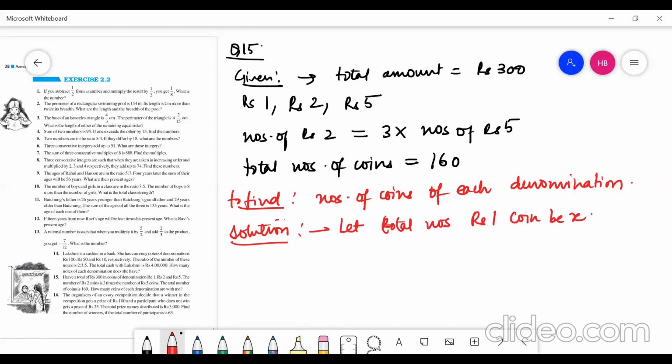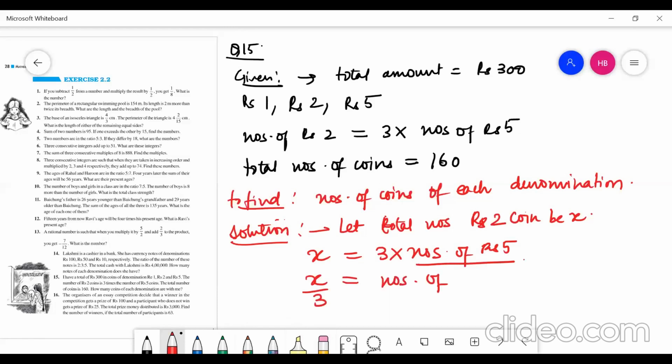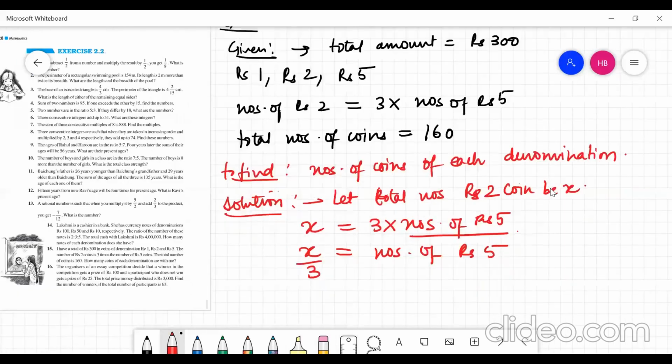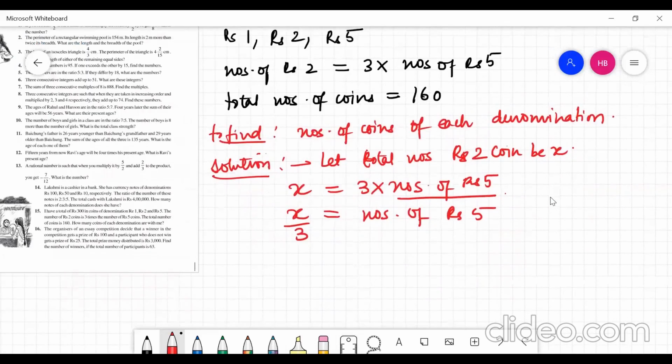Actually, because I have already one equation with rupees 2 and rupees 5, that's why I'm going to assume the 2 rupee coin be x. So if I assume 2 rupee coin be x, then I know x is equal to 3 into the number of 5 rupee coin. So if I have to find the number of 5 rupee coin, I can write x by 3. X by 3 is the number of 5 rupee coin. Okay, so I have already found the number of 5 rupee coin.